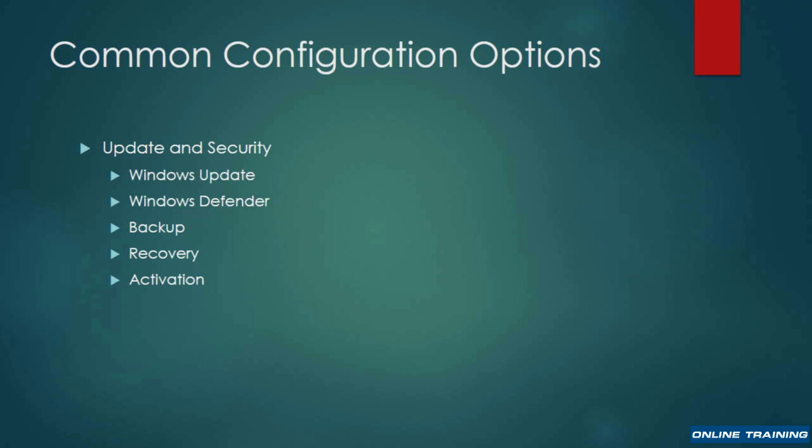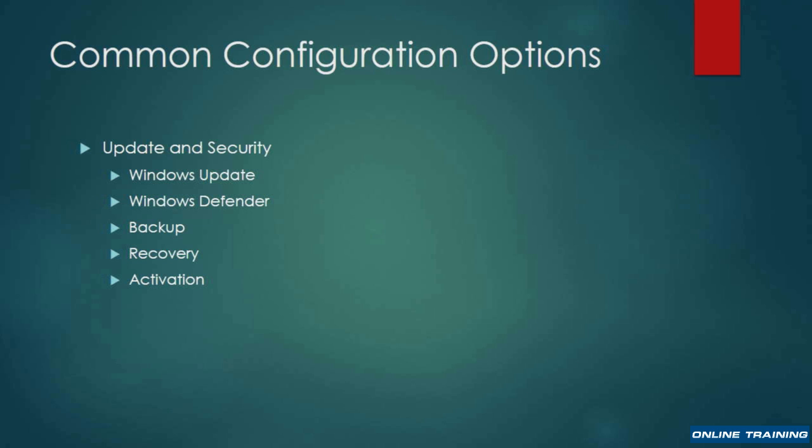Then we have Update and Security. It was in this section that we saw Windows Defender, the anti-spyware program, as well as the antivirus program for Windows 10. Also Windows Update, where we would go to receive updates that Microsoft had released for the operating system as well as for software. You've got a backup section, and you've got a recovery section.